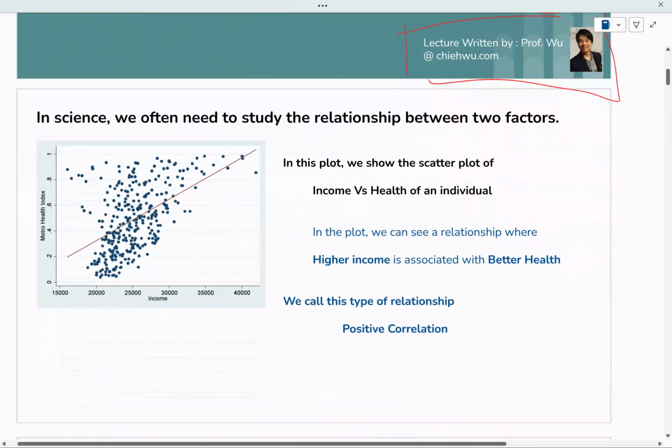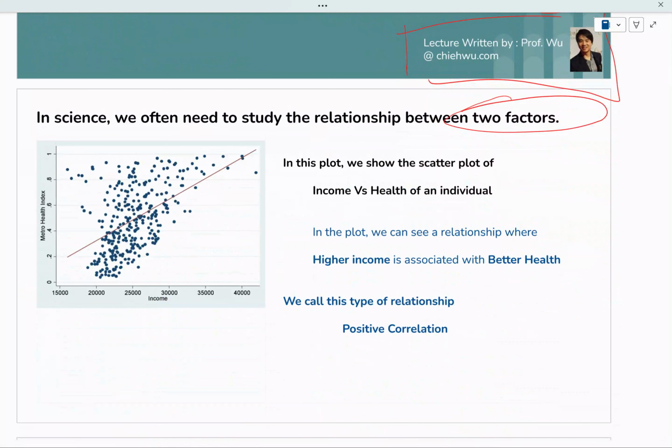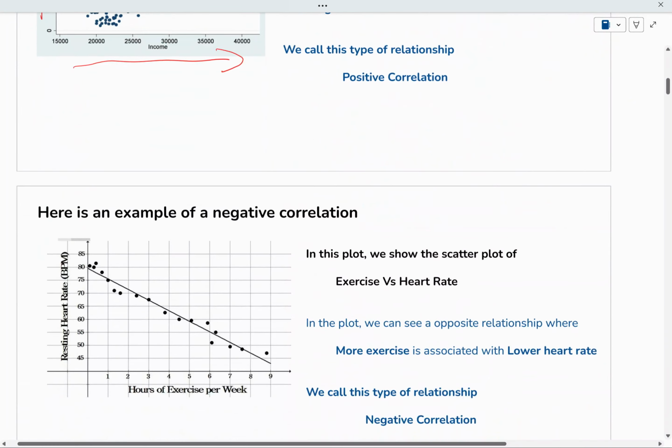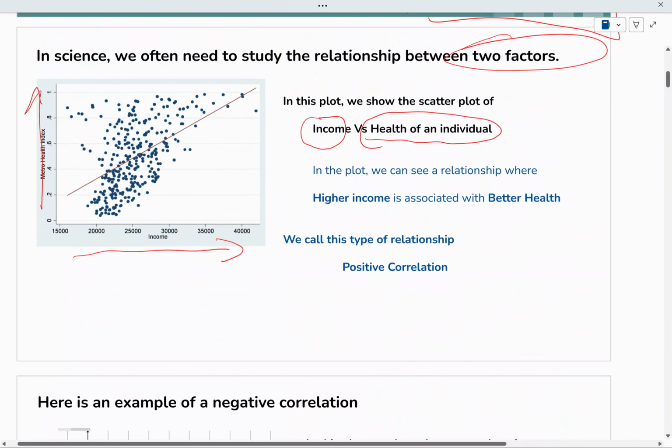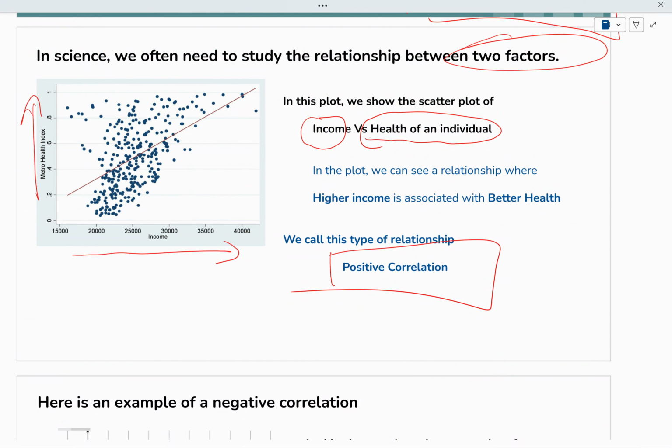In science, we often need to study the relationship between two factors. In this plot, for example, we have income versus health of an individual. You can see that in general, there's a positive trend that as income increases, the health also increases, essentially saying that richer people tend to be healthier according to this plot. So that was called a positive correlation.